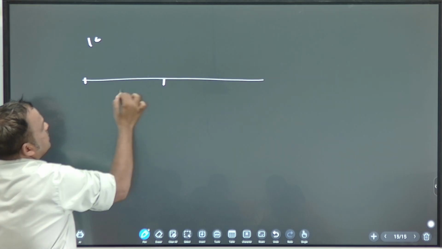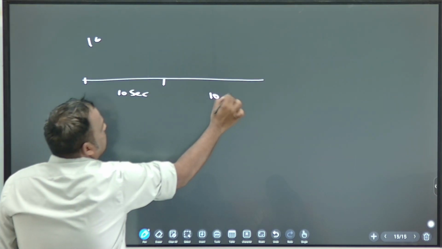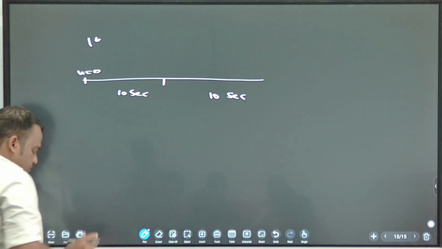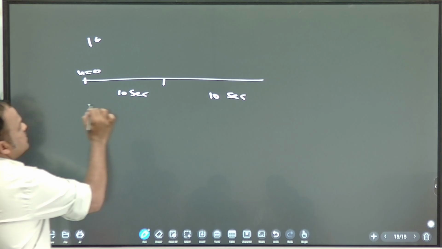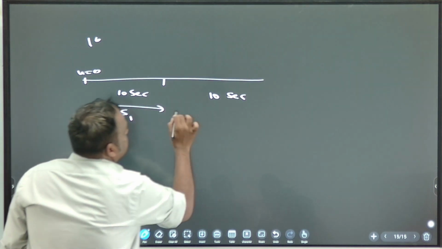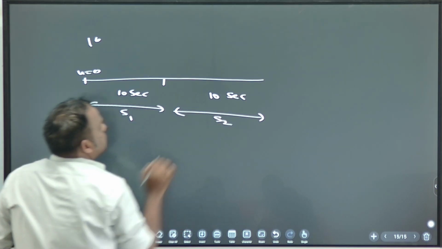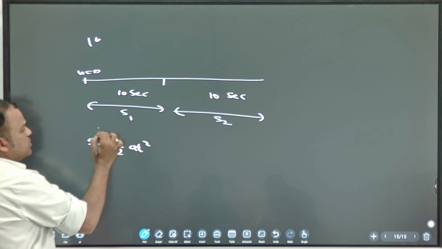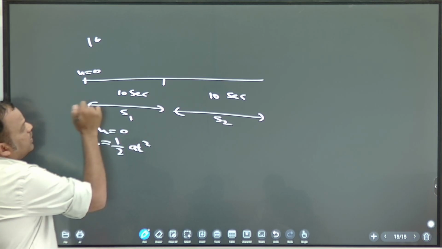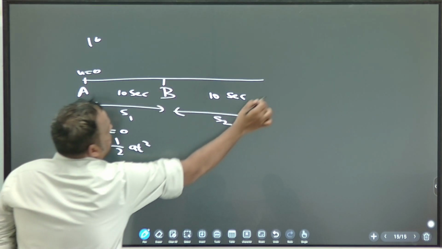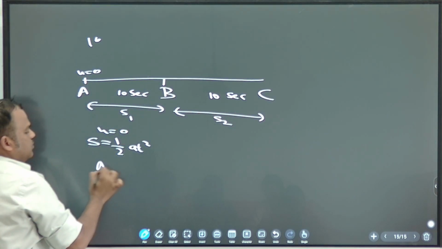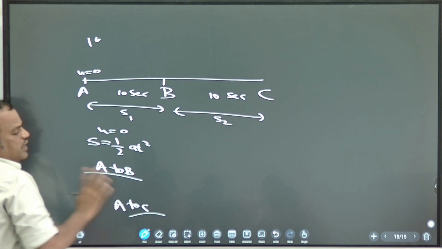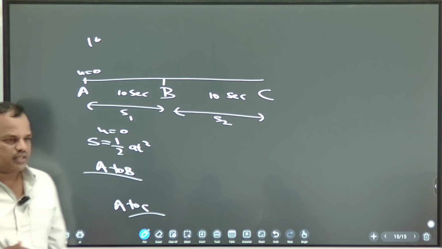Suppose this is the first 10 seconds and this is the next 10 seconds starting from rest. So S1 and S2, first 10 seconds S1, next 10 seconds S2. Now use the formula S is equal to half AT square because U is 0. So one time you consider A to B, second time you consider A to C. What is the advantage? A to B and A to C, tell me.